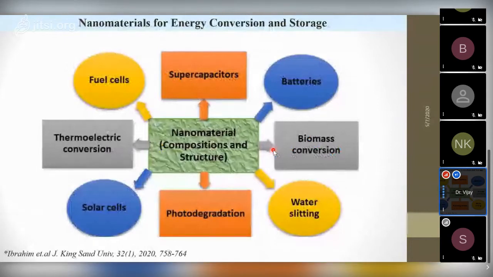So with this, of course, we have seen carbon nanotubes, graphene, two-dimensional materials. These things are applicable in supercapacitors, batteries, biomass conversion, water splitting, photodegradation, solar cells, or thermoelectric conversion of fuel cells. So we'd like to know what these things are one by one. Then we will see where these materials are applicable and what are the things in which I have taken part in such research collaborations.